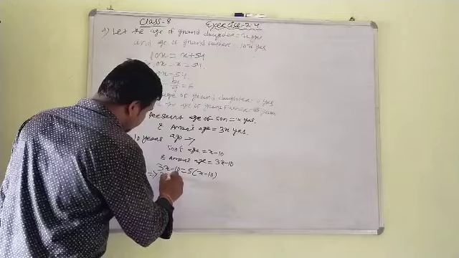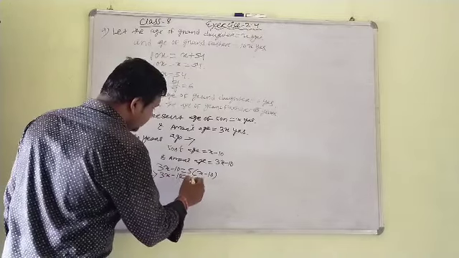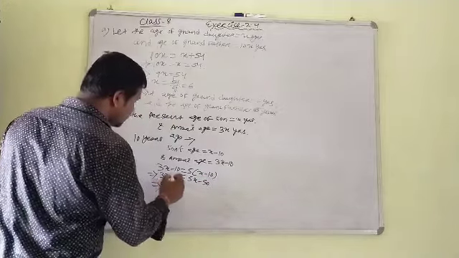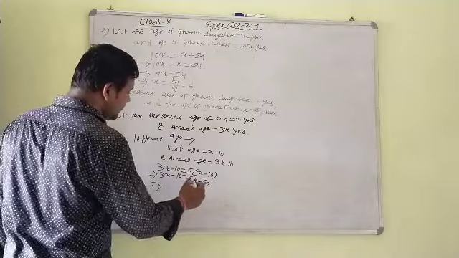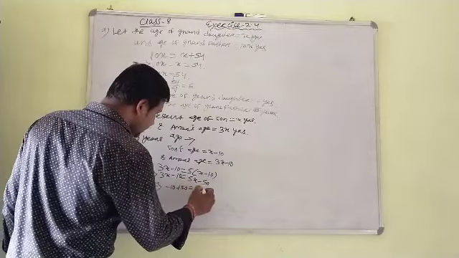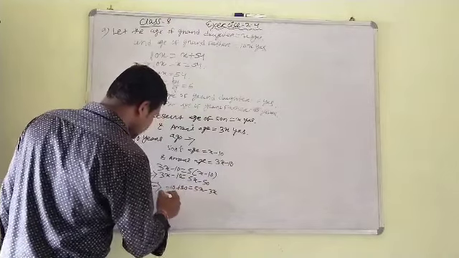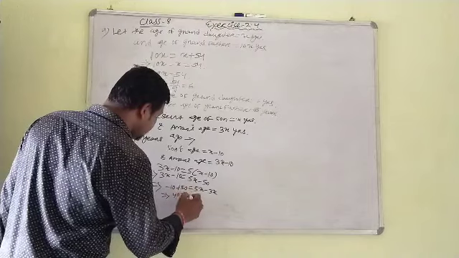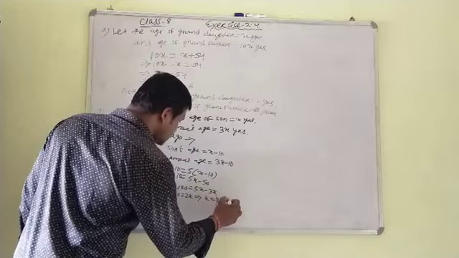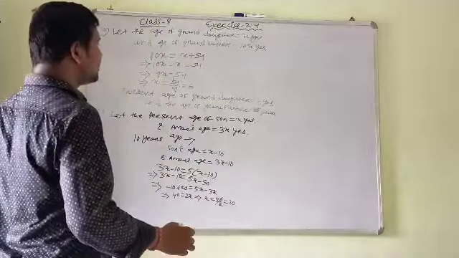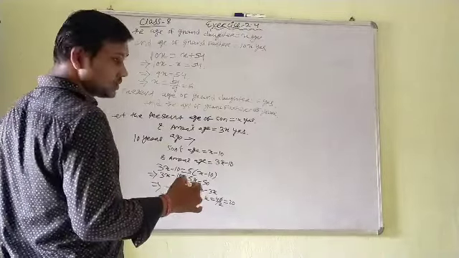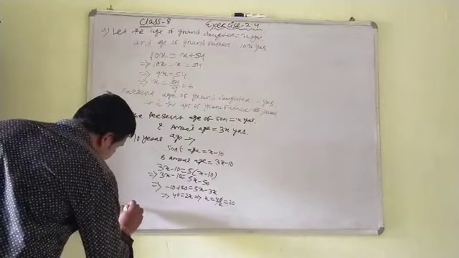Now solve here. 3x minus 10 equal to 5 into x, 5x minus 5 into 10, 50. So transpose 3x to the right hand side and 50 to the left hand side. It will be minus 10 plus 50, that is equal to 5x minus 3x. So this is 40 equal to 2x. This implies x equal to 40 by 2, that is 20. So the present age of the son is 20 years and his father is 3 into 20, that is 60 years. Let us write the conclusion.